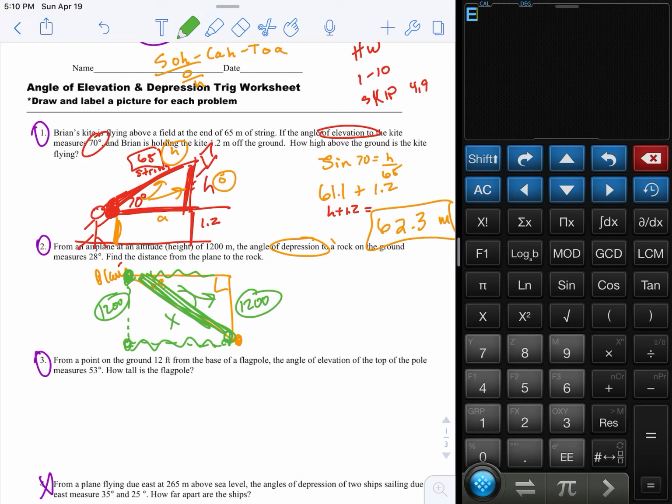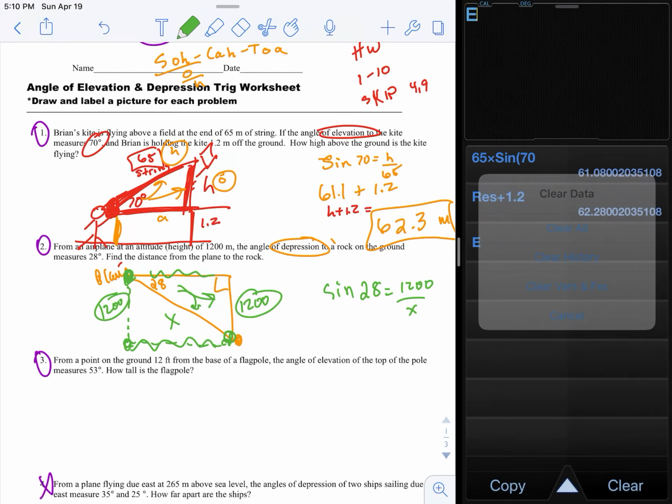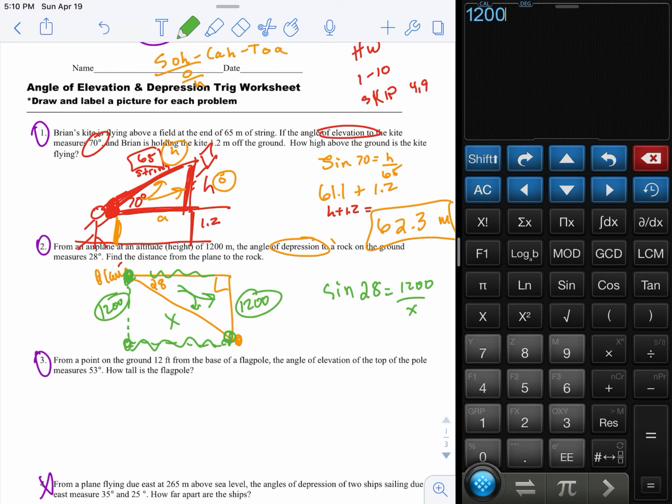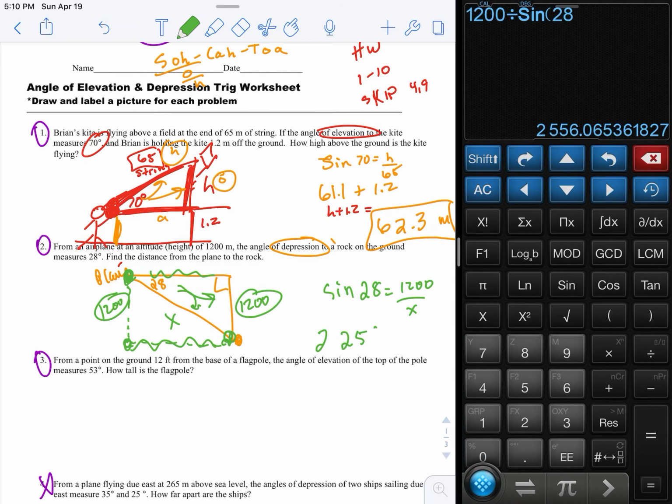Okay. All right. So opposite over hypotenuse, sine. I drew over it like an idiot. Sine 28 equals 1,200 divided by x. All right. So 1,200 divided by sine 28. Okay. 2556.1 what?